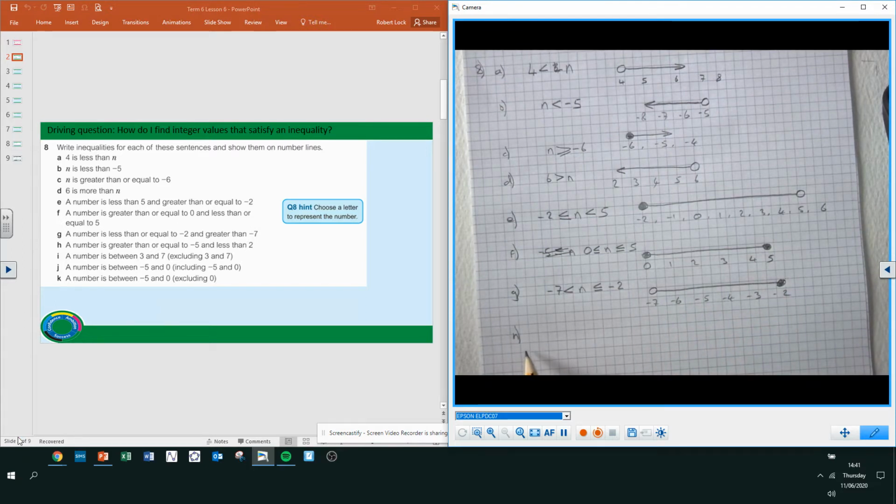H. A number is greater than or equal to minus 5. So n is greater than or equal to minus 5, but less than 2. So minus 5, minus 4, minus 3, minus 2, minus 1, 0, 1, 2. Minus 5 is filled in because it's got an equal sign underneath it.